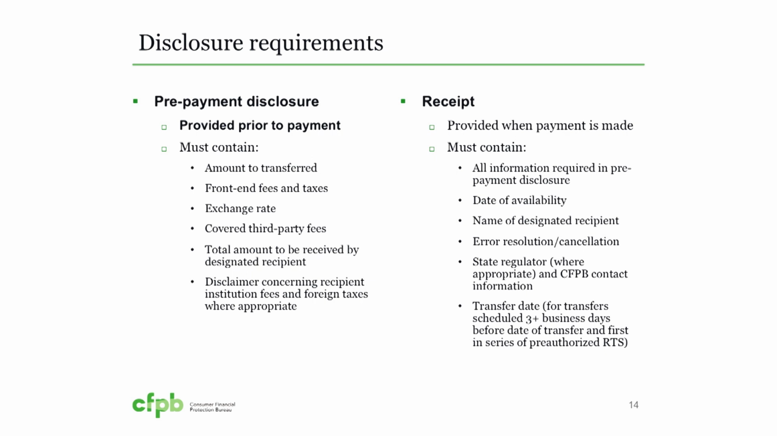A disclaimer is required where non-covered third-party fees or foreign taxes may apply to a remittance transfer. The rule requires that providers include a disclaimer on the prepayment disclosure indicating that non-covered third-party fees or foreign taxes may apply to a transfer, and then reduce the total amount to be received. As part of this disclaimer, however, a provider could choose to provide the amount or an estimate of the recipient institution fees or foreign taxes that might apply to the transaction in order to provide this information to their customers. Examples showing how the disclaimer should look are available in the model forms provided on our website, which I'll describe a bit more below.